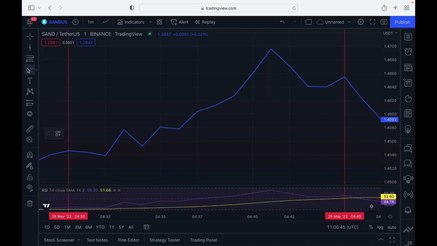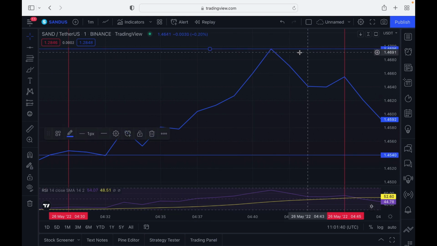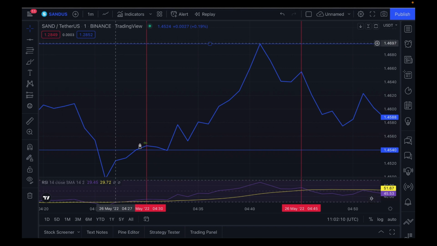So when I zoomed into the details of the 15-minute candle, here is where the graph got opened and here is where the graph got closed. That means this is the opening price and this is called the closing price. And the minimum price in this interval is $1.4540 and the maximum is $1.4696. So we are having four values here. One is open, one is close, one is low, and one is high.